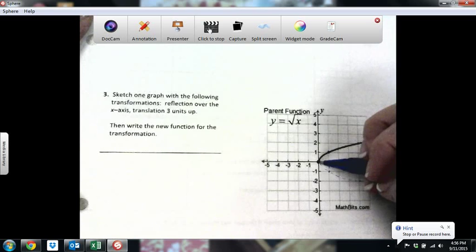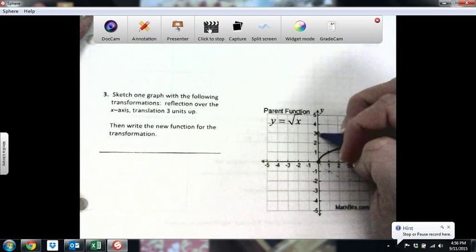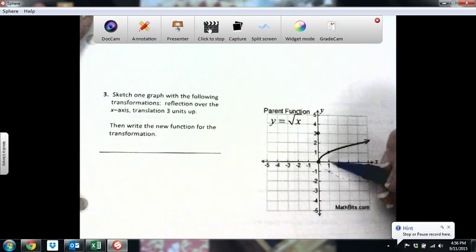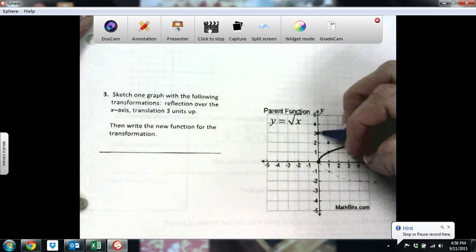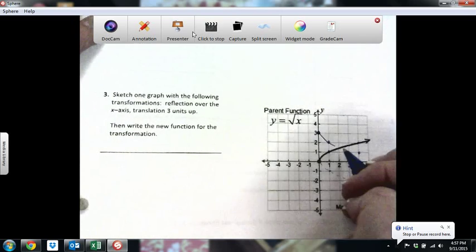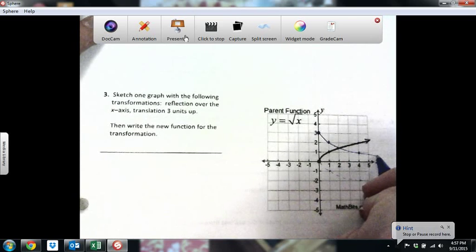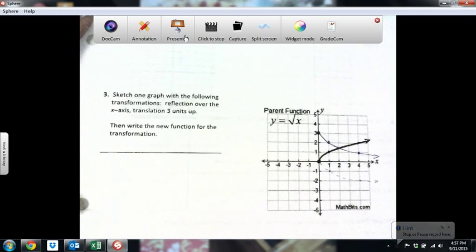I'm going to take this one and move it up 3 units. This point is going to go up 1, 2, 3 units. And this point is going to go up 1, 2, 3 units. And so my answer here is this solid line, which has been reflected and moved up 3 units.